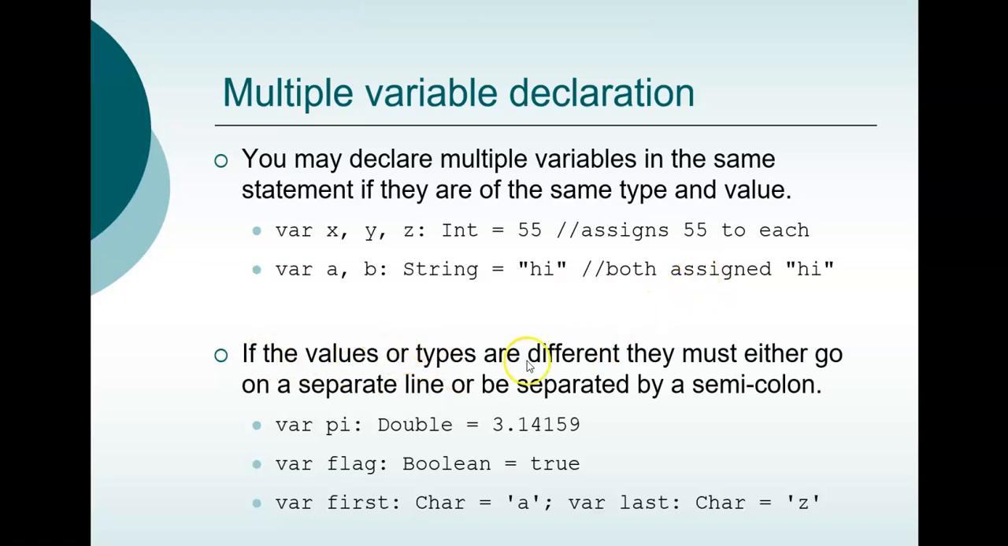If the values or types are different, they must go on separate lines. For example, pi and flag have different data types, so you cannot put them on the same line. We have to separate them. So you have pi, Double, flag, Boolean, true, then firstChar. We can also have var lastChar. These have the same data type, so we can put them on the same line. Okay, let's go and try it in the code.